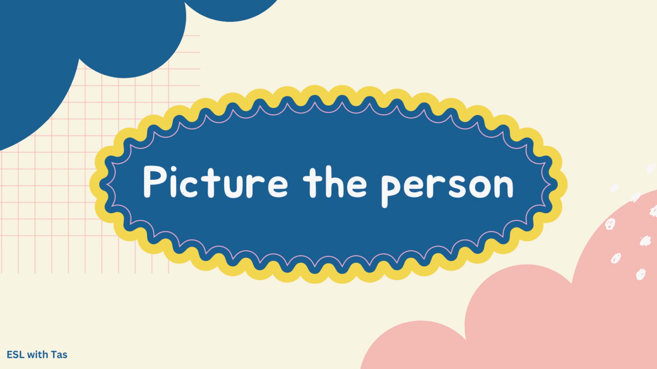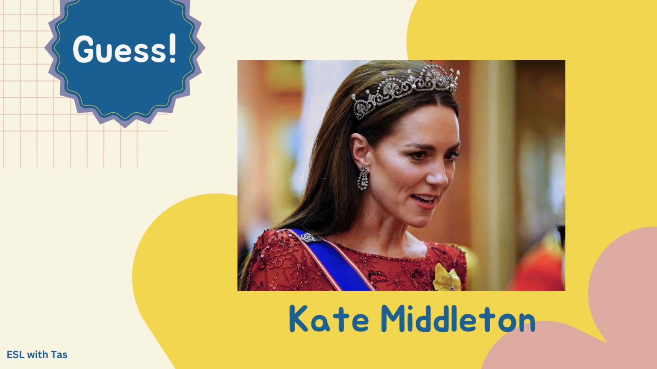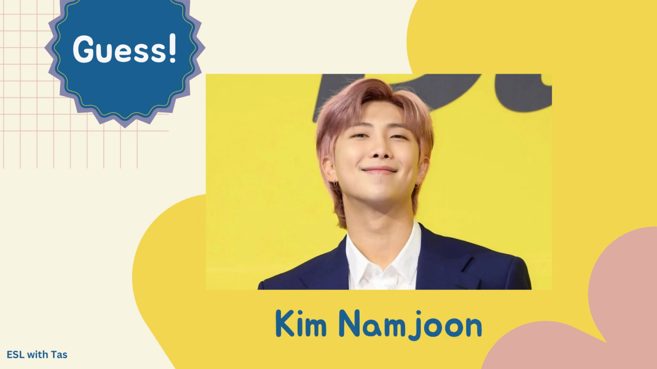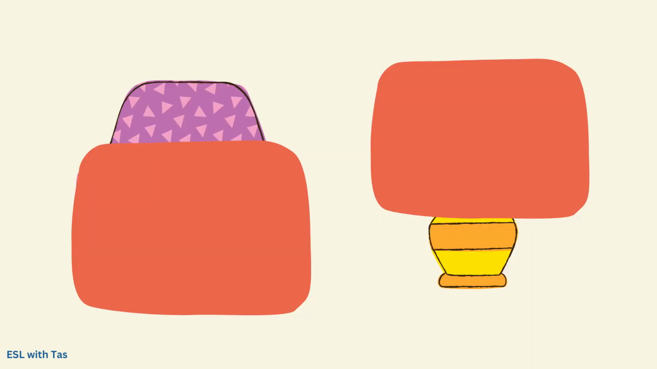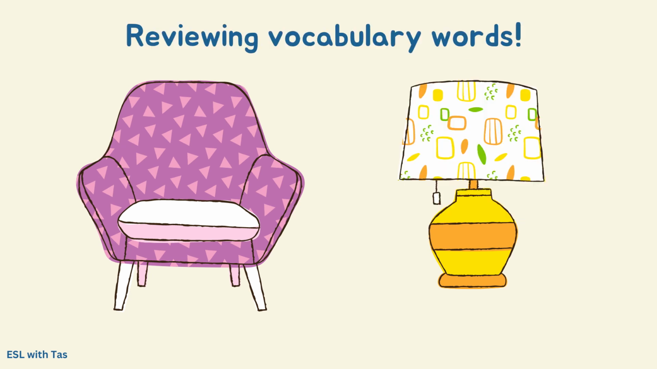Second is picture the person. Pick some photos of famous people and cover part of their face or the entire face. Tell students that the first person to name this person is the winner. It gets really fun and competitive. You can also show them photos of random items and cover half of it or the top of it and make them guess. This is very helpful if you're reviewing vocabulary words they've just learned.